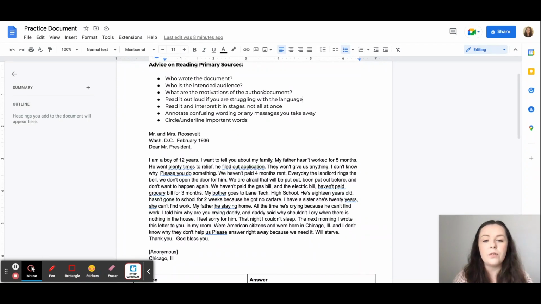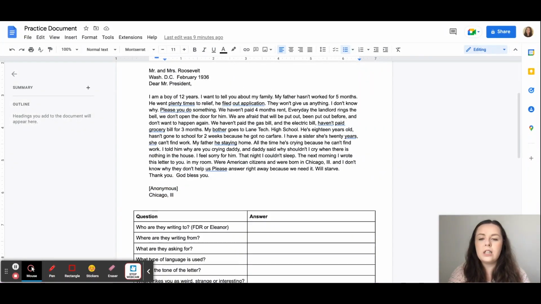If there's any confusing wording or anything you're unclear about, leave a note that you're confused about it, or leave any annotations or messages of what you are interpreting as you go. And if there's any emotionally charged language or words that really stick out to you, circle or underline them. That can help you interpret as well.